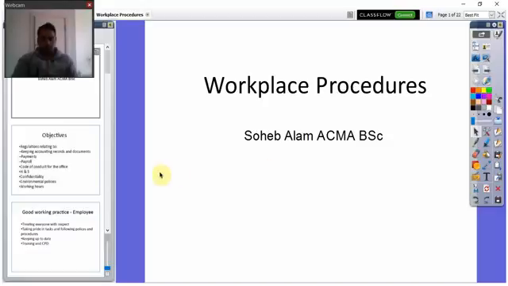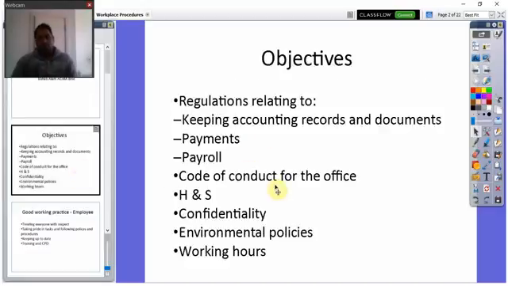Welcome to Workplace Procedures. These are our objectives for today's lessons. We're going to look at the accounting records and documents and how long they need to be kept for, the regulations relating to them, payments, payroll, code of conduct for the office, health and safety, confidentiality, environmental policies, and working hours. Workplace procedures are designed to ensure the efficiency of an office so that employees follow the instructions, it minimises the chance of mistakes, and it keeps everyone in the office happy normally.